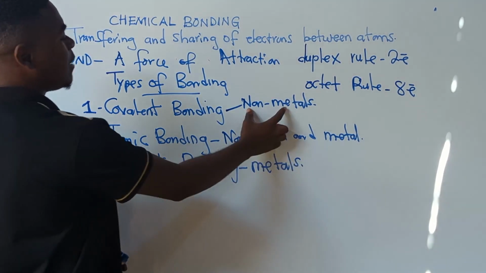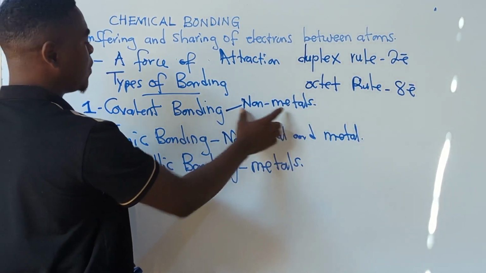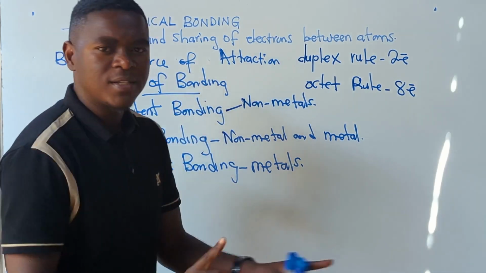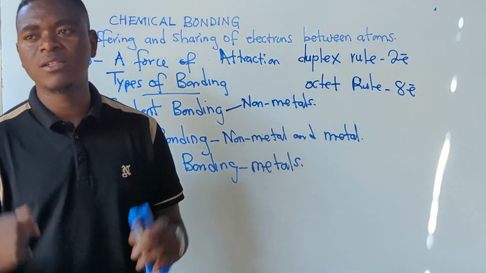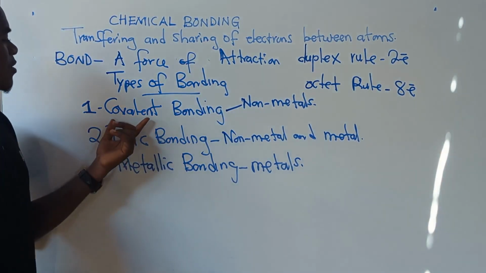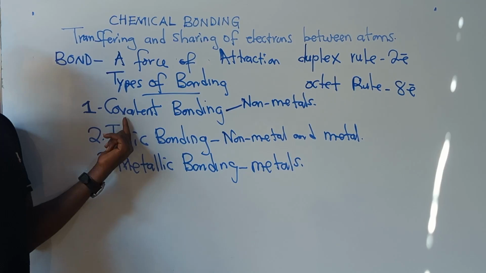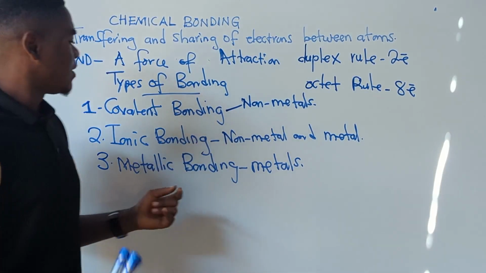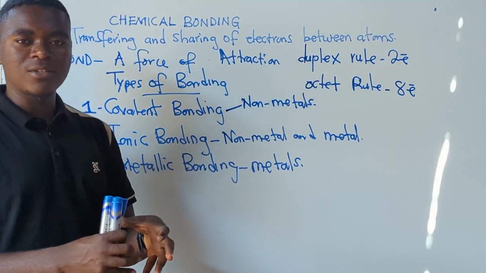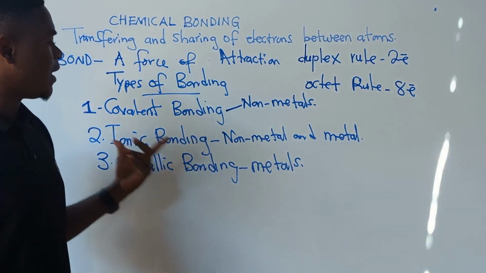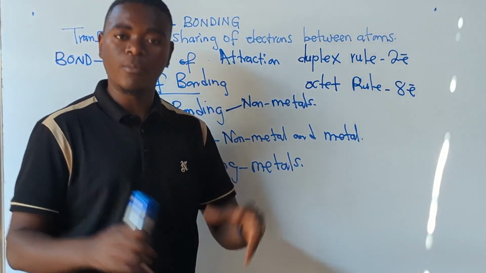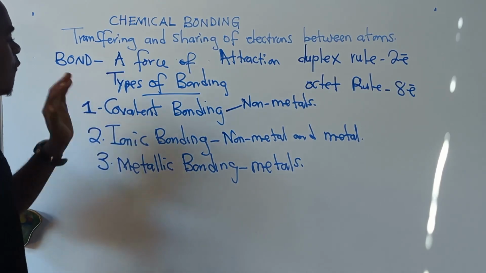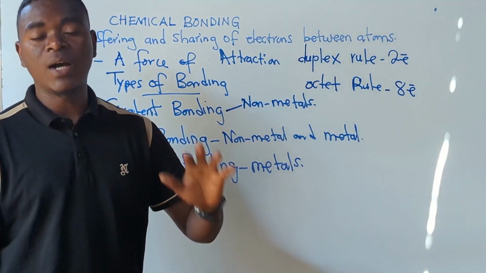Non-metals, when they react together, they form a compound we are calling a covalent bond. But if a metal and a non-metal react together, they form a compound we are calling an ionic bond or an ionic compound. So for O-level chemistry, these are the 3 types of bonding that you need to understand.